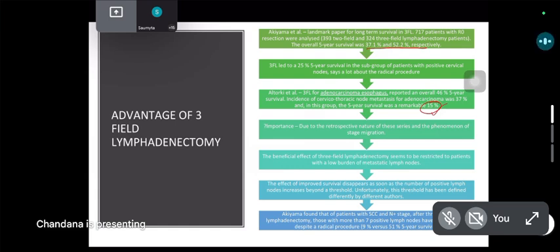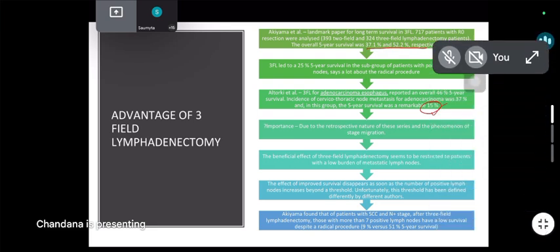Importance: due to the retrospective nature of these series, the phenomenon of stage migration can be there. The beneficial effect of 3-field lymphadenectomy seems to be restricted to patients with low burden of metastatic lymph nodes. The effect of improved survival disappears as the number of positive lymph nodes increases beyond the threshold. Unfortunately, this threshold has been defined differently by different authors.